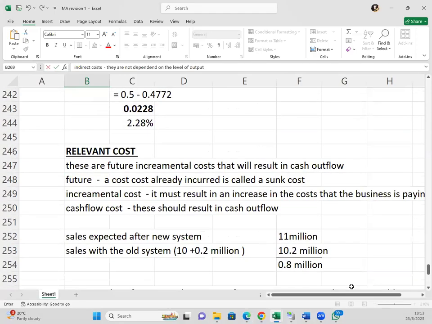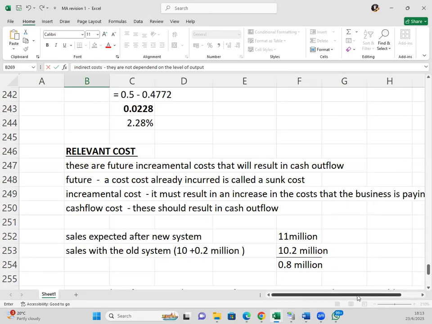Yes. So this is relevant cost. I said that a relevant cost is supposed to be a future incremental cash flow cost, which will result in us paying money. It must be, number one, a future cost, it must be incremental, and it must result in cash outflow. If a cost has already been incurred in the past, that is a sunk cost, and for decision-making purposes, sunk costs are not relevant. Then a relevant cost must affect our cost structure. If it's not going to result in an increase in the cost, then it's not relevant. Then it must result in money going out of the business.